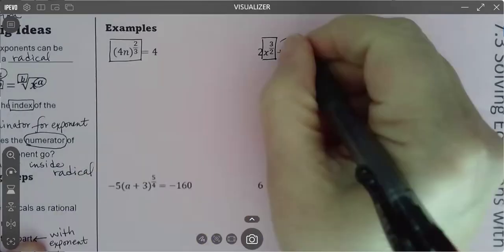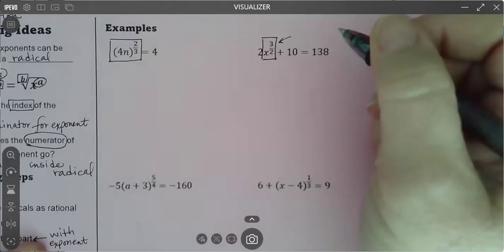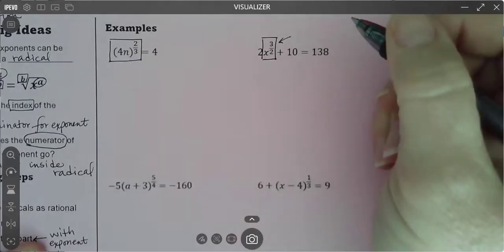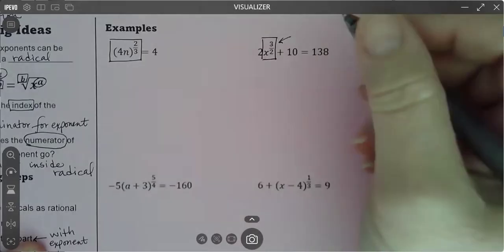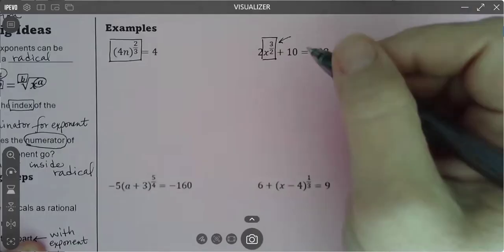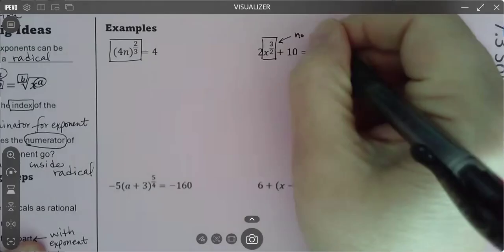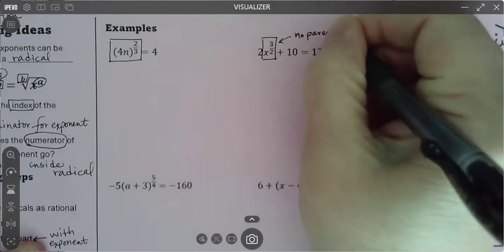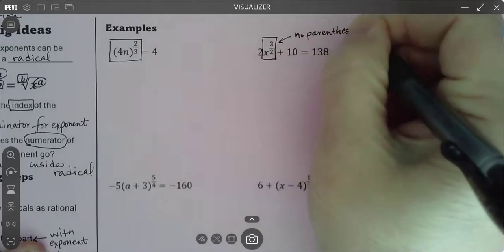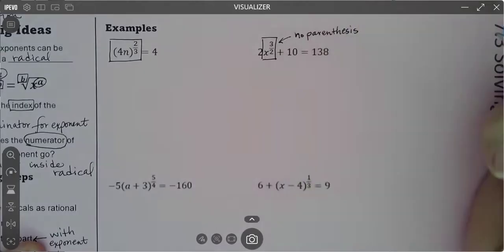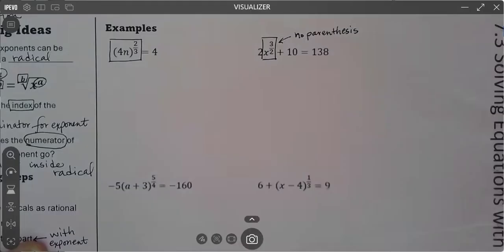So when you're working to isolate the part of the equation that has an exponent, pay careful attention to see if there are parentheses or not, because that will tell you what you need to do to isolate. So let's look at this first problem.